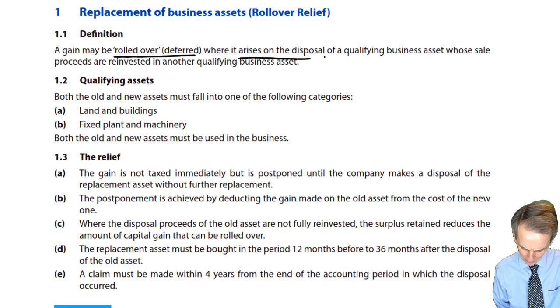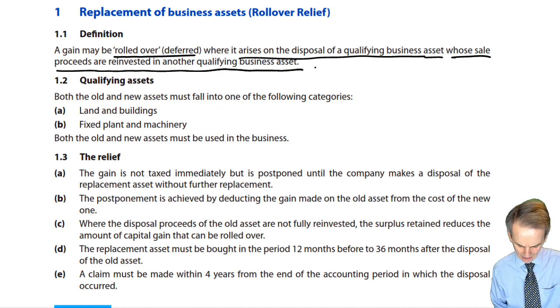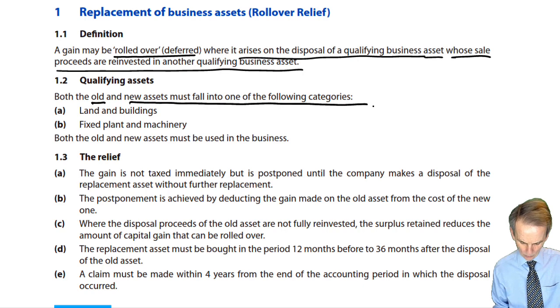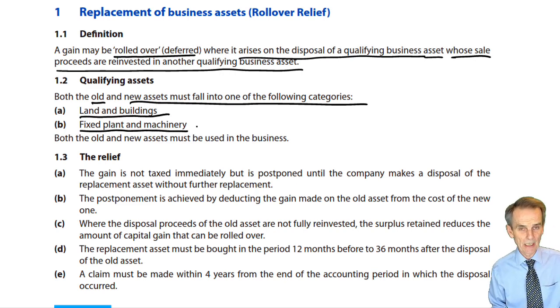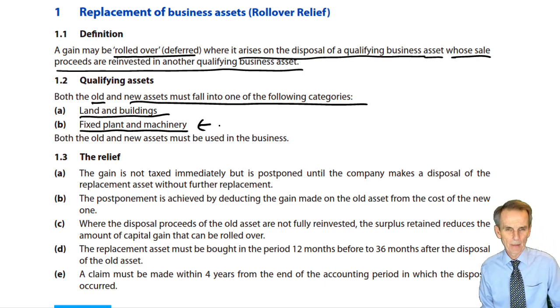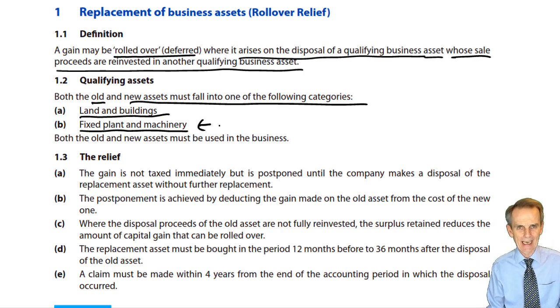Deferred, where it arises on the disposal of a qualifying business asset whose sale proceeds are then reinvested in another qualifying business asset. So what are these qualifying business assets? Both the old and the new assets must fall into one of the following categories: land and buildings, fixed plant and machinery, though as we should know, and we'll see in the note on depreciating assets, that one is always going to be classified as a depreciating asset.